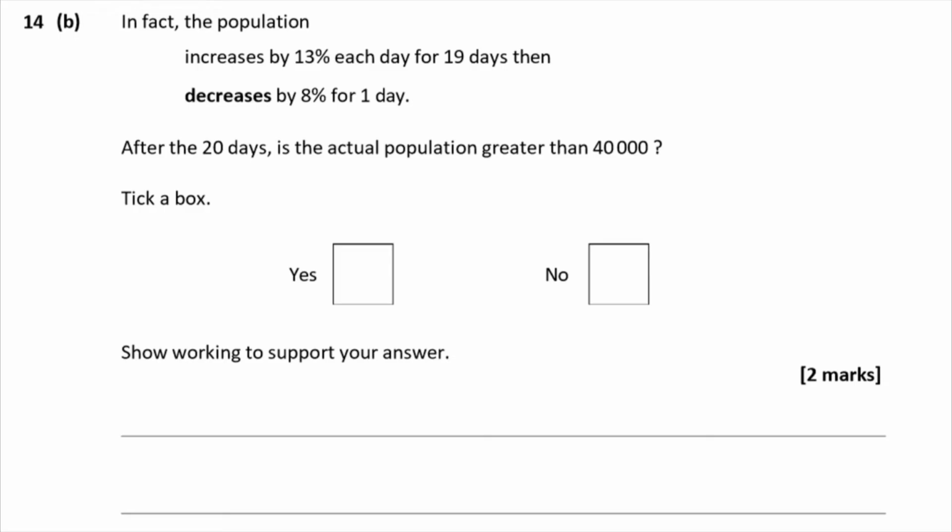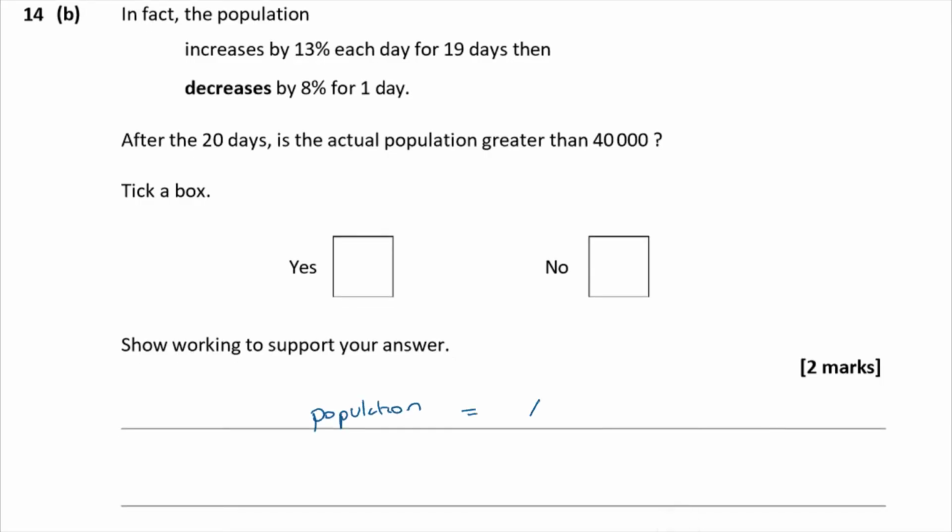Question 14b. In fact, the population increases by 13% each day for 19 days and then decreases by 8% for 1 day. After the 20 days, is the actual population greater than 40,000? Tick the box. Yes or no. Show your working to support your answer.